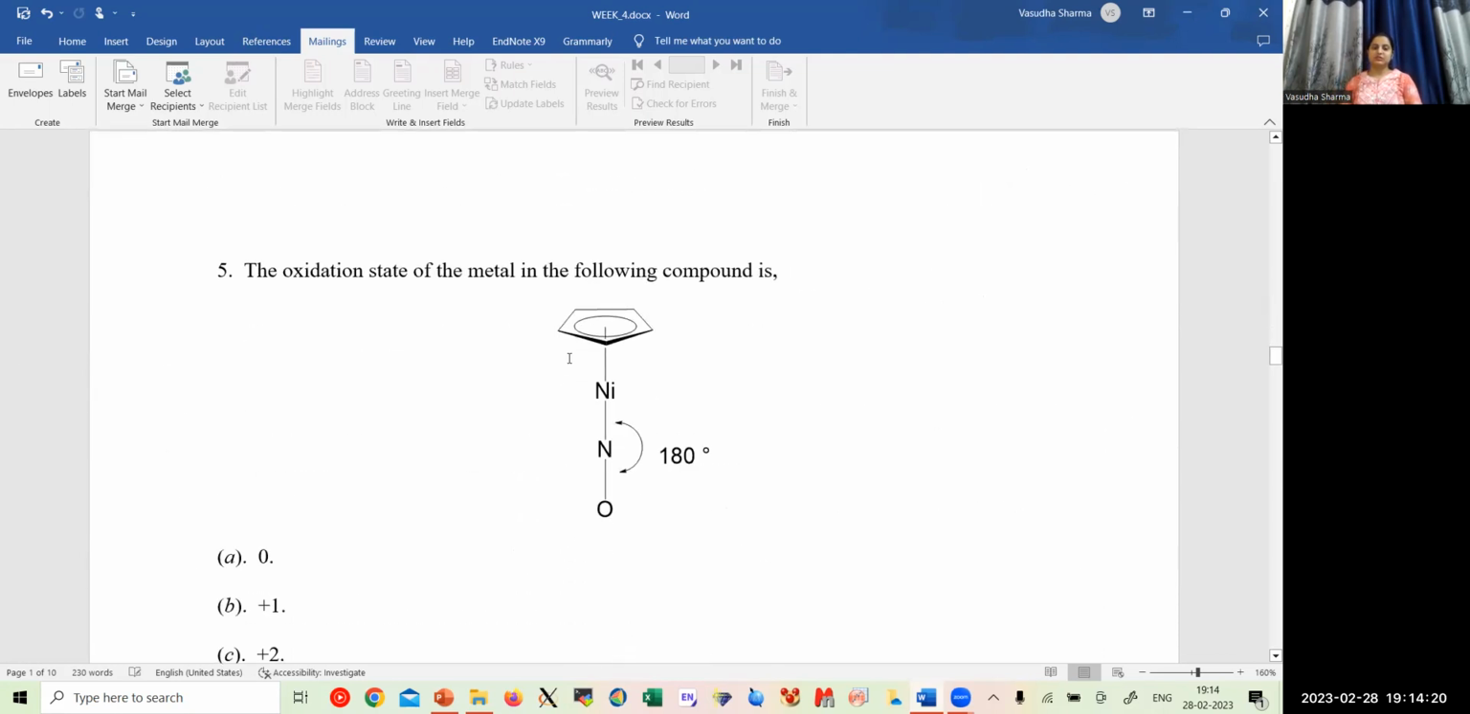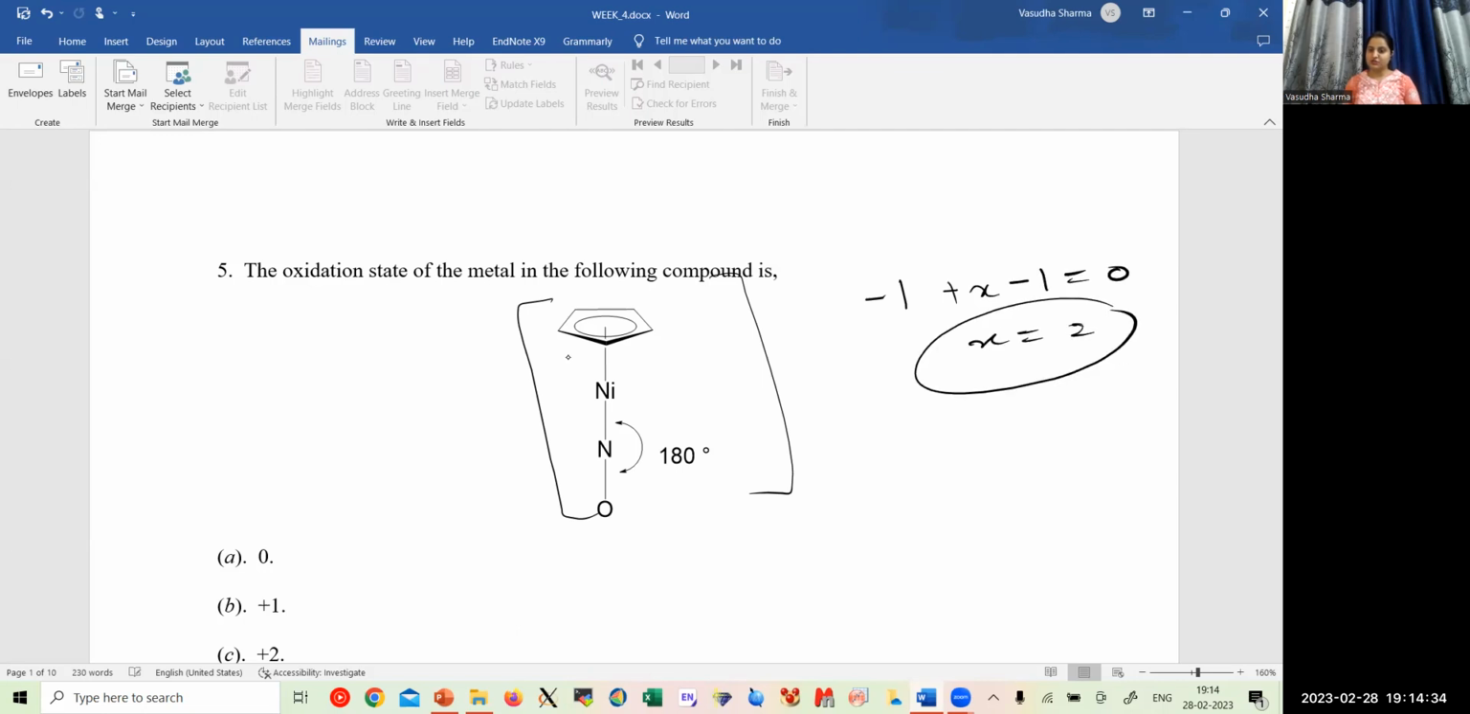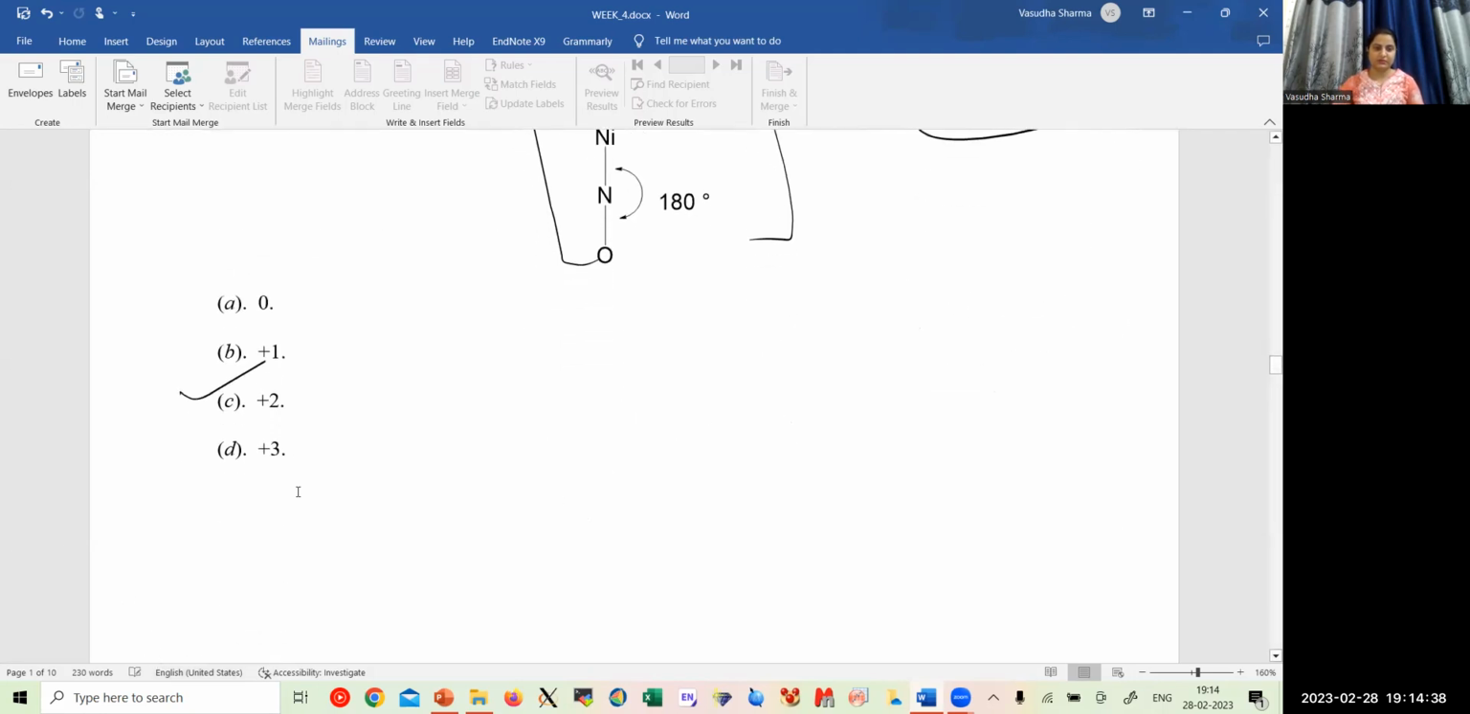Now moving towards the oxidation state of the metal in the following compound, as I have told that NO will impart a positive charge on the metal. Therefore, -1 coming from Cp and -1 coming from NO, this will give you an oxidation state of +2. So the C option is right, where the nickel is existing in the +2 oxidation state.